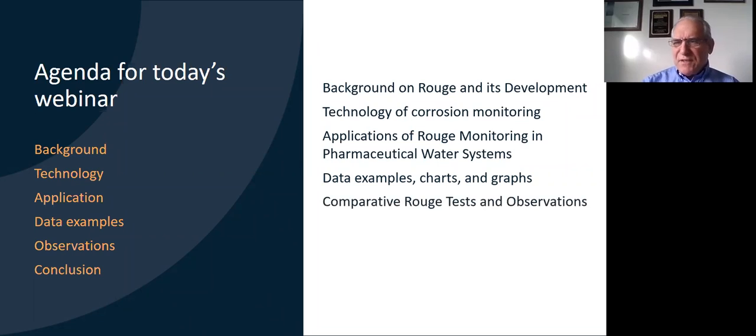We're also going to have a section on comparative Rouge tests and observations, which means there are different ways that you can actually measure Rouge, and we will show the viability of both. And then there'll be a conclusion slide before we go into Q&A at the end.